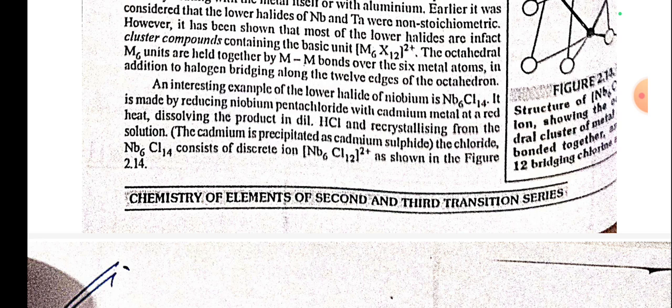It is made by reducing niobium pentachloride with cadmium metal, giving a red solution. The cadmium is precipitated as cadmium sulfide. Nb6Cl14 consists of discrete ions, Nb6Cl12 positive.